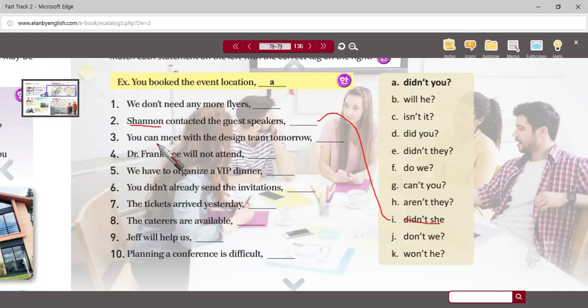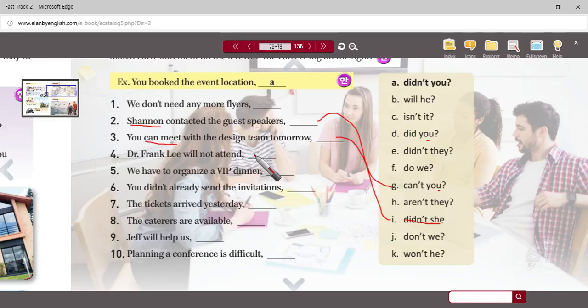And number 3, you can meet with the design team tomorrow. So it must be you. And this verb has a modal, can. So the answer is G. You can meet the design team tomorrow, can't you? Again, this is my opinion. I think you can meet the design team tomorrow. Am I wrong? Can't you?